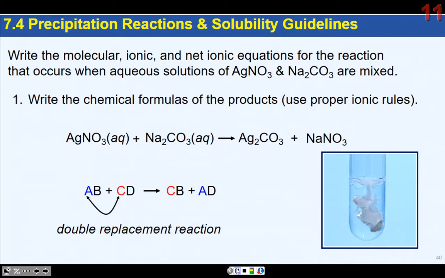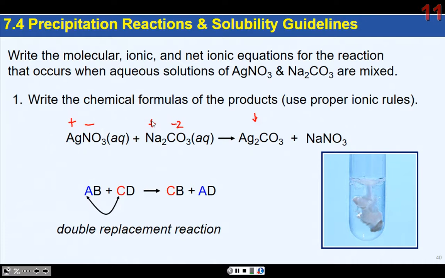To begin with, we're going to write the chemical formulas of the 2 substances and then predict the products by swapping the cations and anions, as shown at the bottom there. The A and C are swapping with B and D. And so now the silver is with carbonate and the sodium is with nitrate. Silver is +1, nitrate's -1, sodium is +1, carbonate's -2. And so that's how come you need to have a 2 in this formula and no extra coefficients needed on the sodium and nitrate. But the equation is not yet balanced.